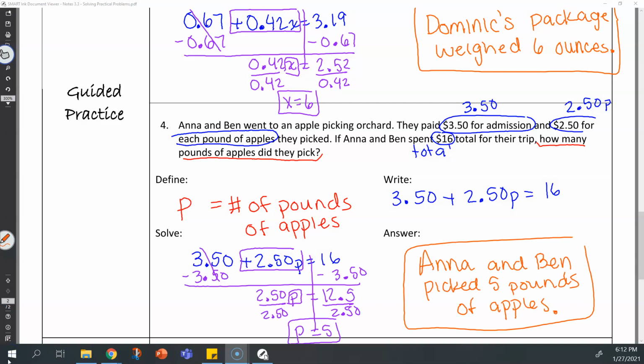All right, when you solved your equation, you should have gotten that p equals 5. But remember, 5 doesn't mean anything until we actually put it in context. So we want to answer the question, how many pounds of apples did they pick? Which means that Anna and Ben picked 5 pounds of apples.